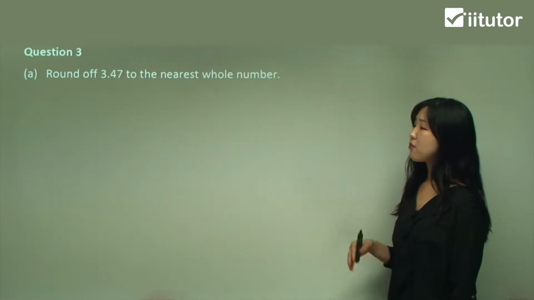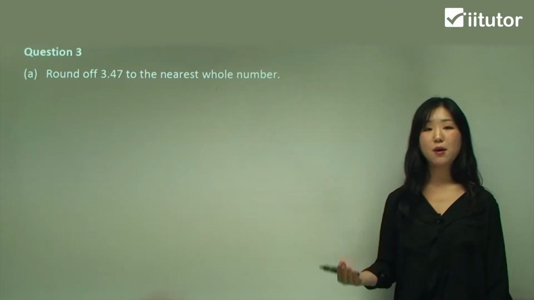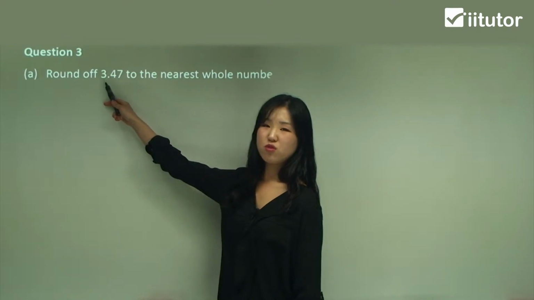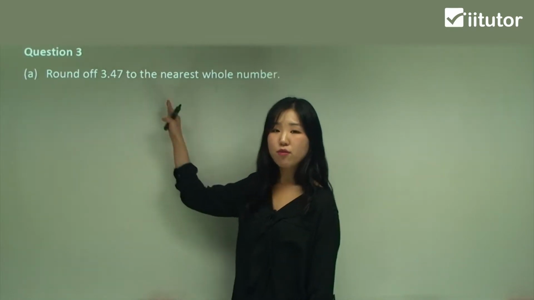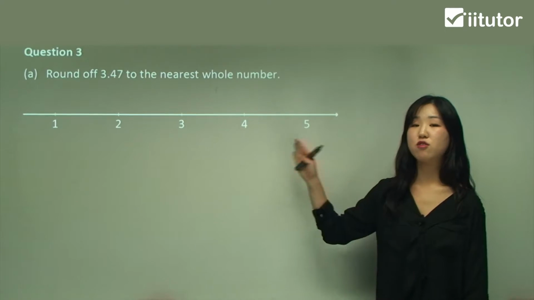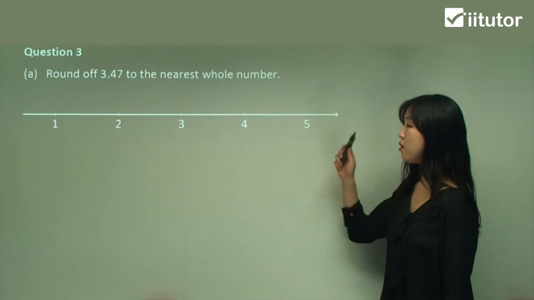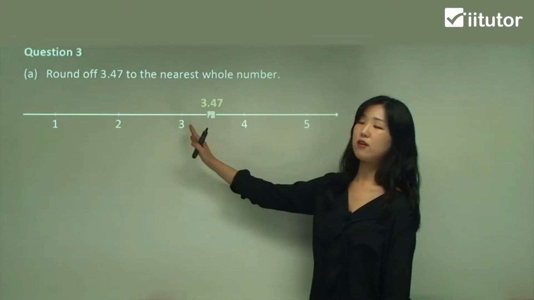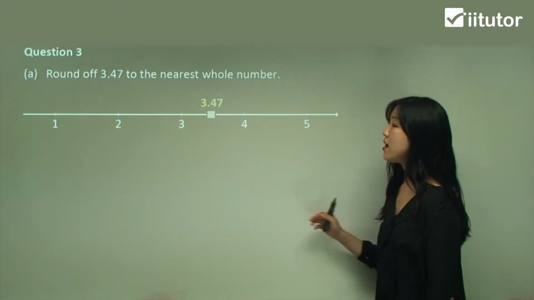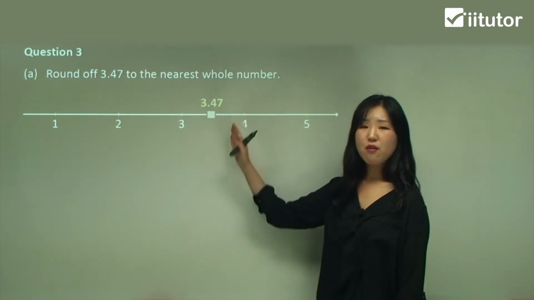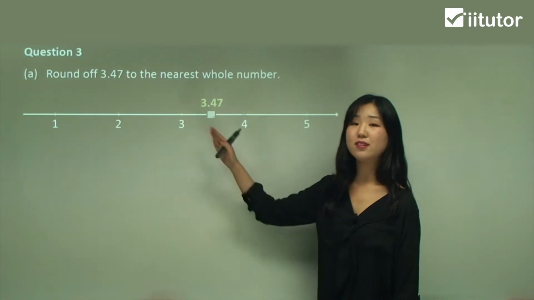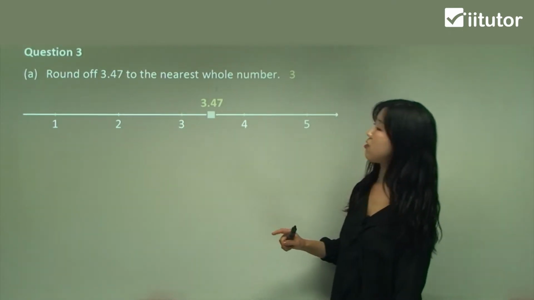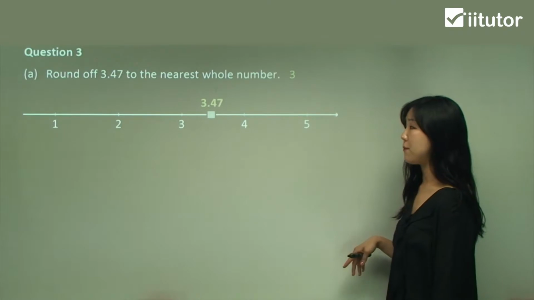Question 3, round off 3.47 to the nearest whole number. By whole number, we want a number like 3, 4, 5, stuff like that. So I've put it onto a number line with the whole numbers 1, 2, 3, 4, 5. And 3.47 is right in between 3 and 4, right? Now, the halfway mark is 0.5, but 47 is less than 50, and you can kind of see on the number line as well that it's closer to the 3. So 3 is the answer to the nearest whole number.